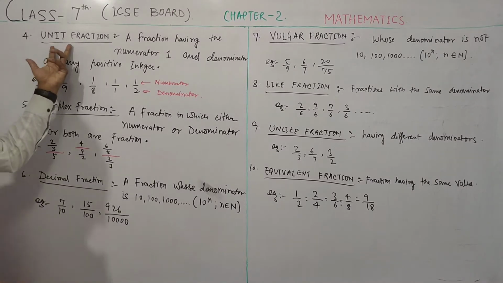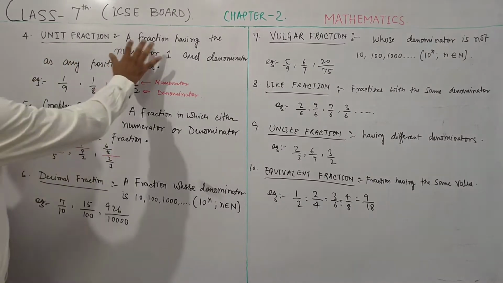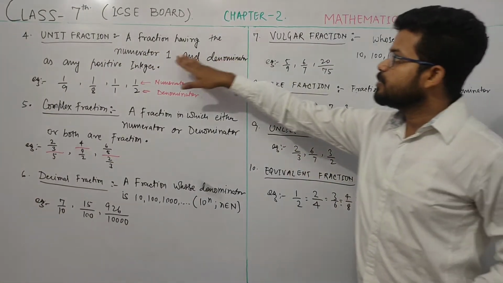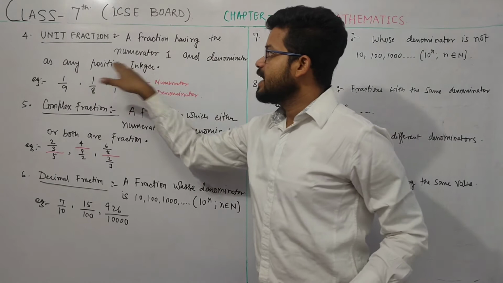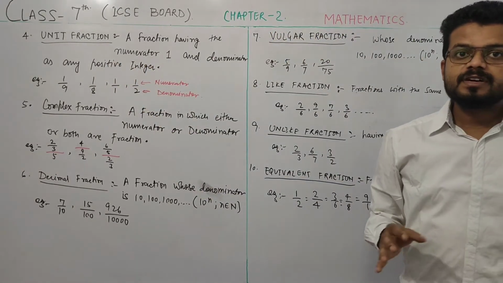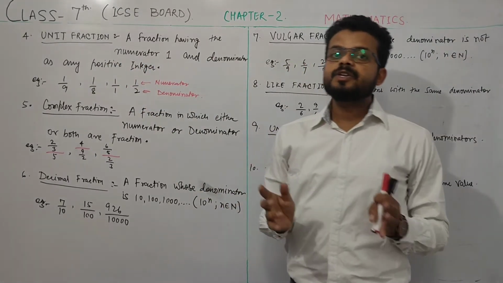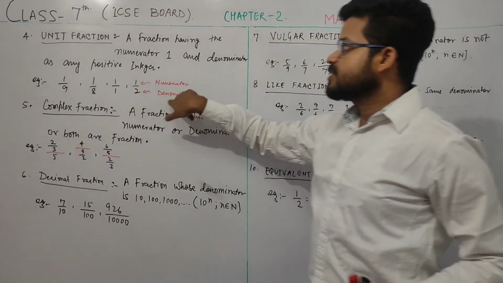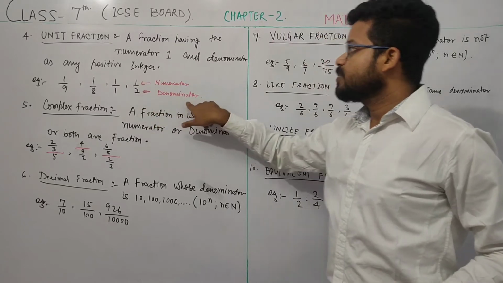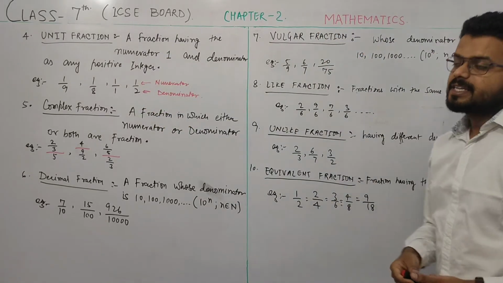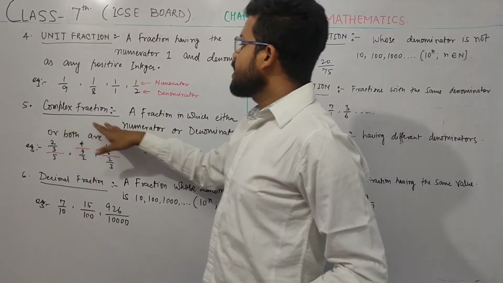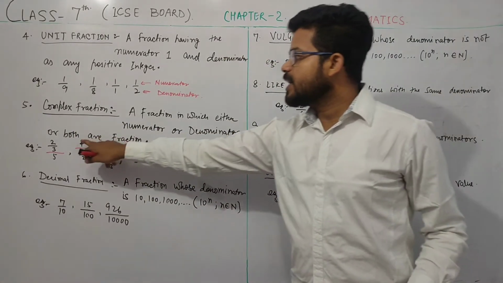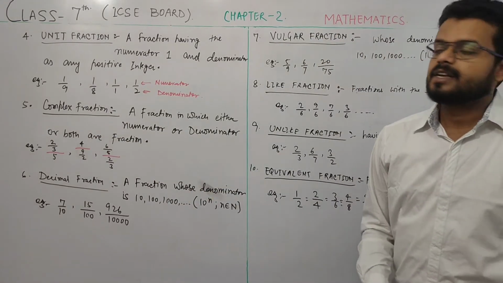Now the next is unit fraction. A fraction having the numerator 1, with the denominator as any positive integer. Whenever we get a fraction where the numerator is 1, that fraction is a unit fraction. Here the numerator is 1 and the denominator is any number or any integer. Now complex fraction. A fraction in which either the numerator or the denominator or both are fractions.